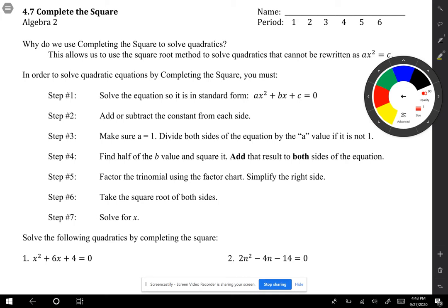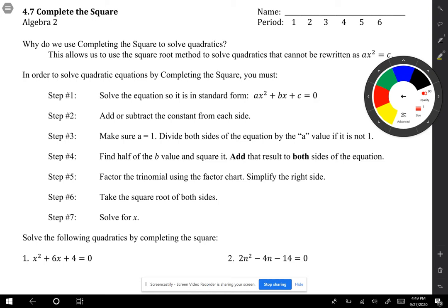In order to solve quadratic equations by completing the square, you must follow the following steps. Right now, I just want to discuss the first three steps, and then when we do our example, I'll talk about steps 4 through 7. So, step 1, you make sure that your equation is in standard form. Notice standard form. Again, this is how we started chapter 4. Ax squared plus bx plus c equals 0.